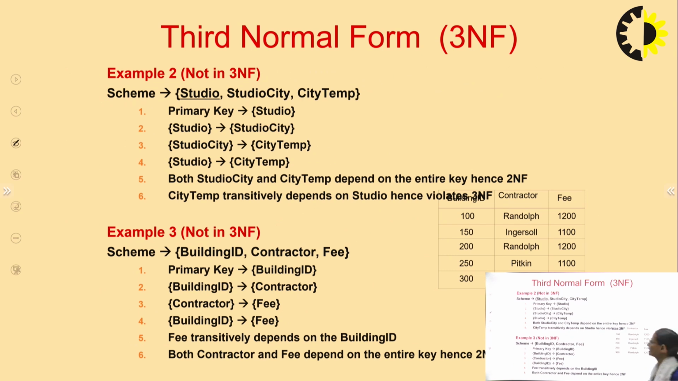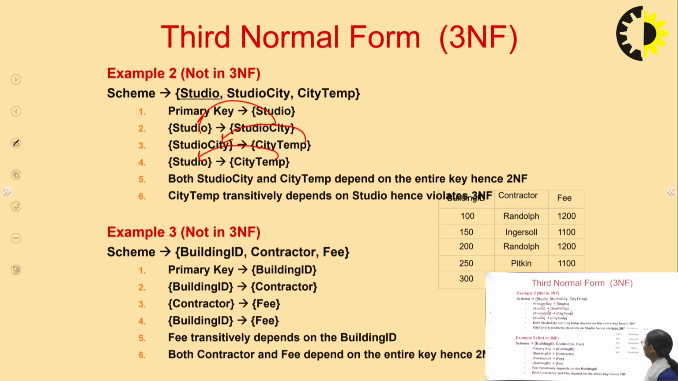Similarly, in this example, we are having studio as the primary key, studio city is dependent on studio, city temperature is dependent on studio city, as well as city temperature is also dependent on studio. So both studio city and city temperature depend on the entire key, hence it is in 2NF, but the city temperature transitively depends on studio, hence it violates the 3NF form.